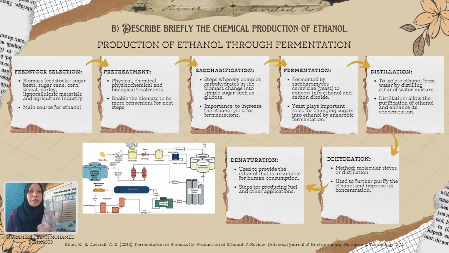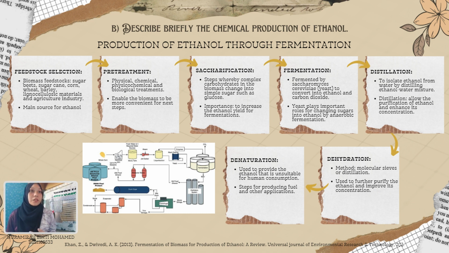Next is pre-treatment, whereby physical, chemical, physicochemical, and biological treatment occur to make the biomass more convenient for the next step. The next step is saccharification, whereby complex carbohydrates in the biomass are changed into simple sugars like glucose. This is important to increase the ethanol yield for fermentation. The next step is fermentation, whereby the sugar is fermented by yeast to convert it into ethanol and carbon dioxide. So yeast acts to change the sugar into ethanol through anaerobic fermentation.